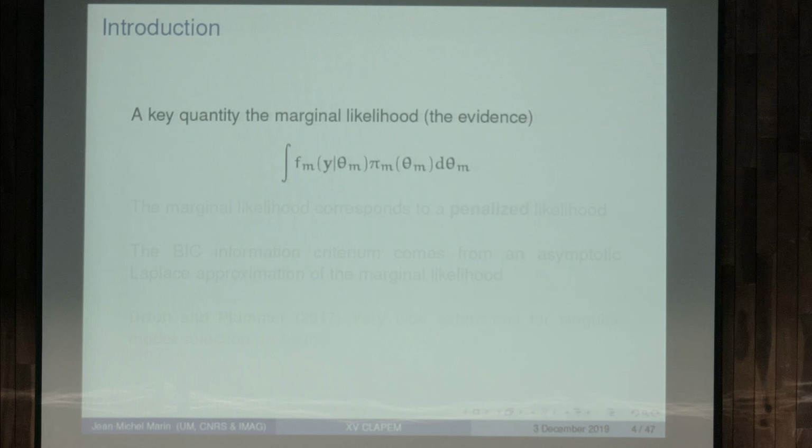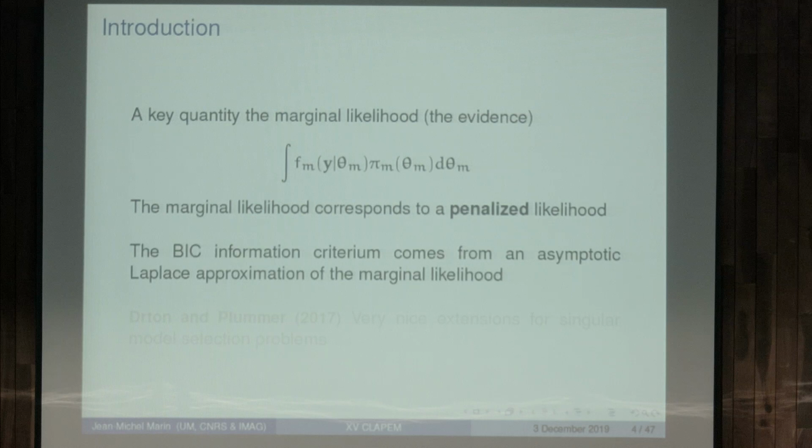This is the evidence, the marginal likelihood. You integrate the likelihood with respect to the prior, and that corresponds to a penalized likelihood. The BIC criterion comes from an asymptotic Laplace approximation of this marginal likelihood. All the properties of the BIC are well known, and there is also a very nice paper from Drton and Plummer with a very nice extension for singular model selection problems. So our target is this marginal likelihood.